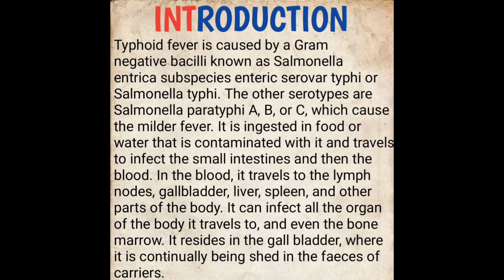It is ingested in food or water that is contaminated with it and travels to infect the small intestines and then the blood. In the blood, it travels to all the organs of the body and resides finally in the gallbladder. The gallbladder is where it is continually shed in the feces of carriers for years.